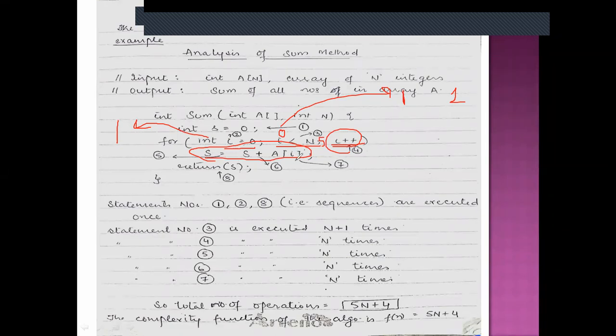I will perform this statement, or i will be incremented by 1. i will become 2. Then you are comparing 2 less than 5. Yes. Then the value of i will become 3. 3 less than 5. Yes. Then 4 less than 5.